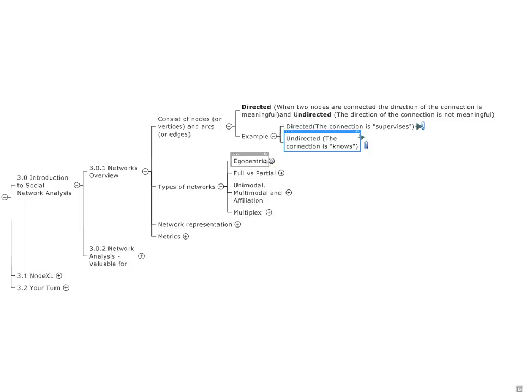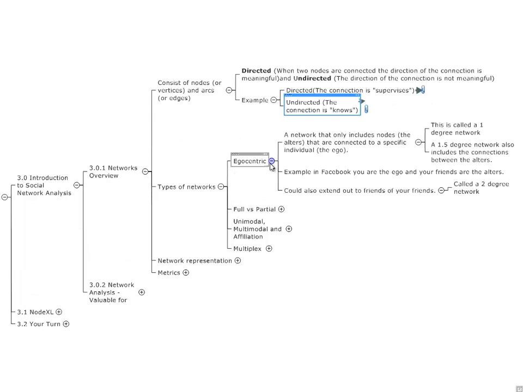Opening up and getting a little more specific, if you have a network that only includes nodes, called alters, that are connected to a specific individual, in this case called the ego, it's called a 1-degree network. If you are looking not just at the connections between the alters and the ego, but also the connections among the alters, then you have what's called a 1.5-degree network.